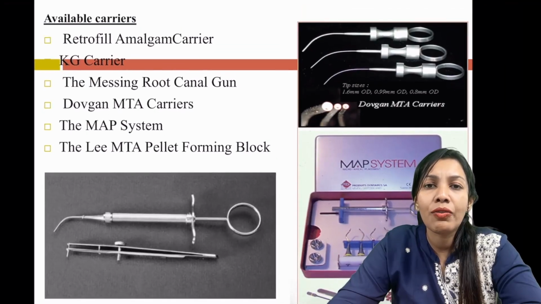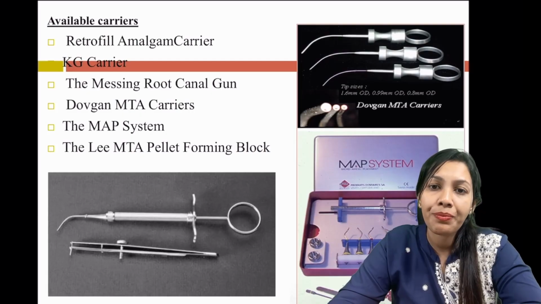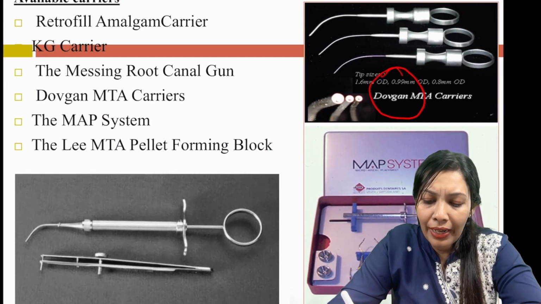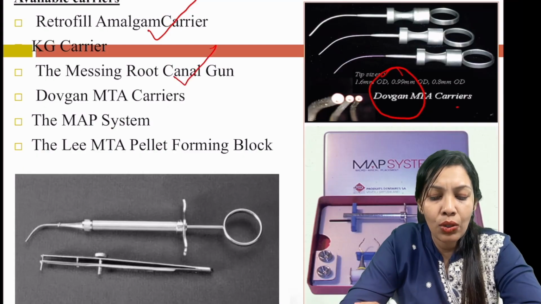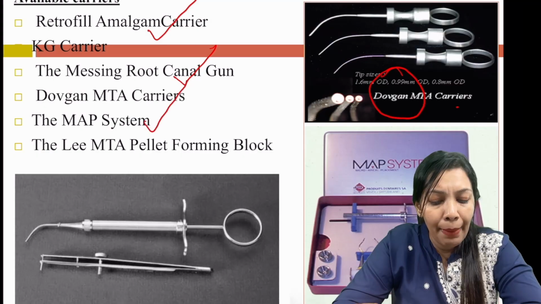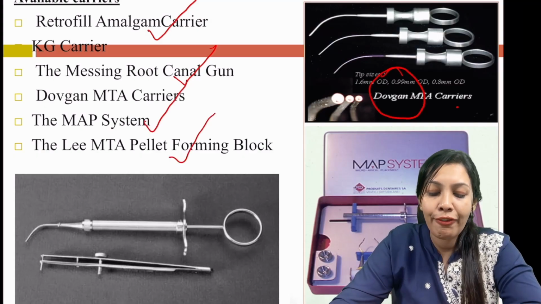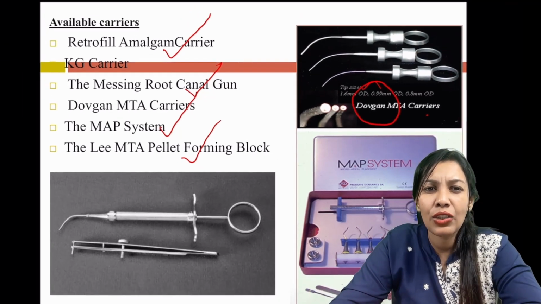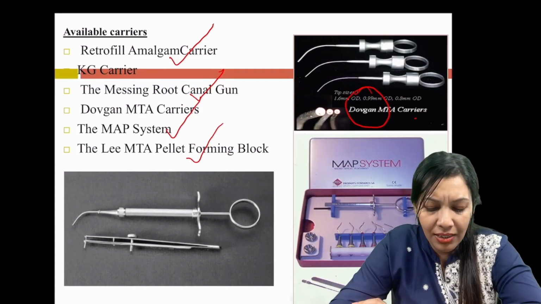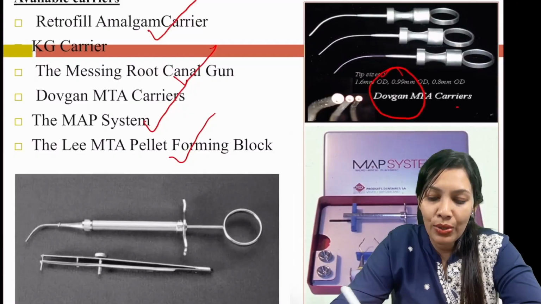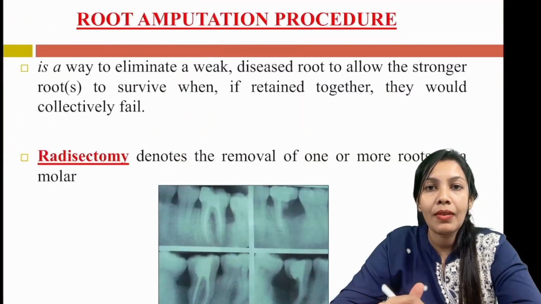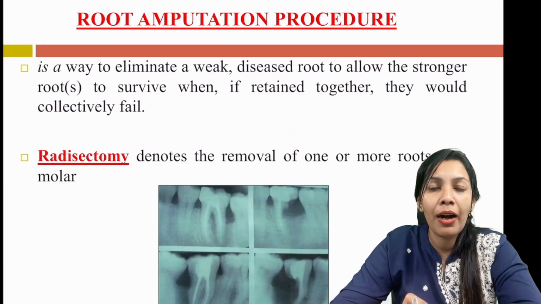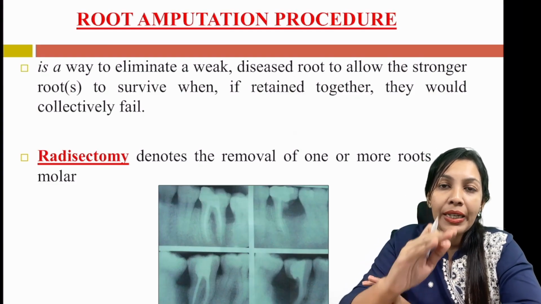So what are the methods by which we place MTA into that cavity? As you can see, Dongan MTA carriers are there, retrofill amalgam carriers are there, Messing root canal gun is there, MAP system, and Lee MTA pellet forming blocks. Just memorize these things that are actually used. You can see in the images, it is just like an amalgam carrier. Using this, we will be holding the MTA and applying it into the cavity. So that was about the most important surgical part: flap reflection, bone cutting or osteotomy, root end cutting, root end cavity preparation, and root end filling.